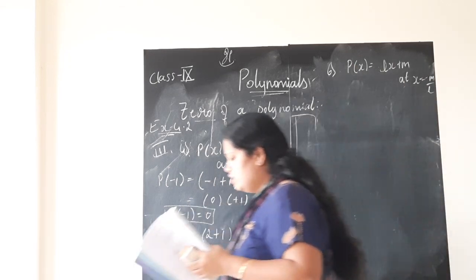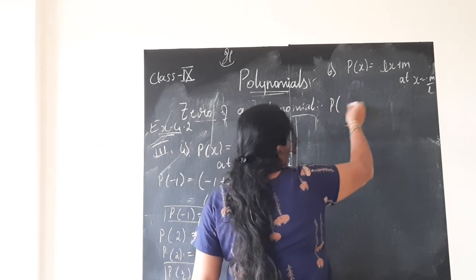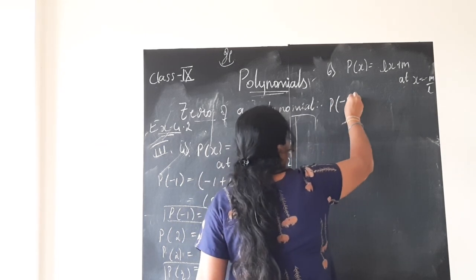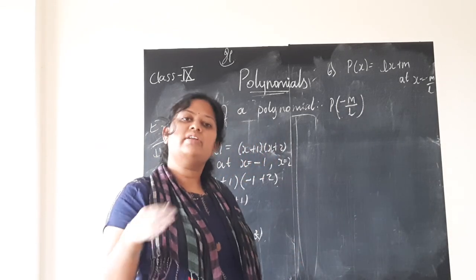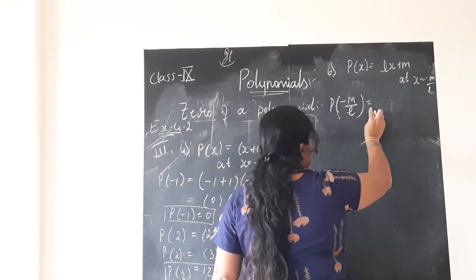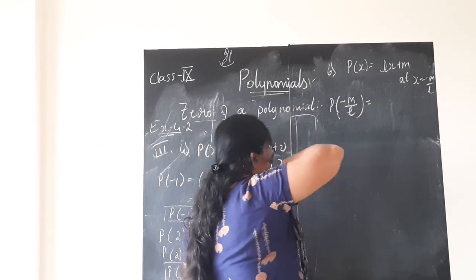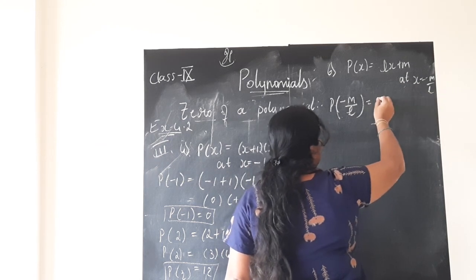So here in place of numbers, alphabets are given. Don't get worried. It's the same as well. So here x is minus m by l, which means P of minus m by l you will write. Whatever is given, just substitute in the bracket. So P of minus m by l means in place of x in the given expression, we need to substitute minus m by l.